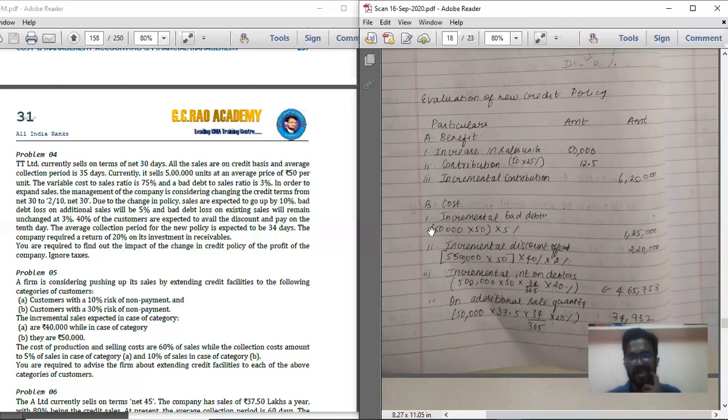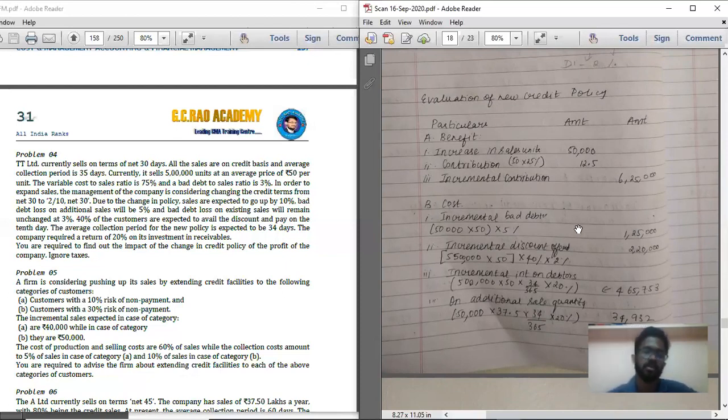Below that, incremental bad debts: record within bracket 50,000 into 50, close the bracket, into 5%. In the inner amount column, record 1,25,000.